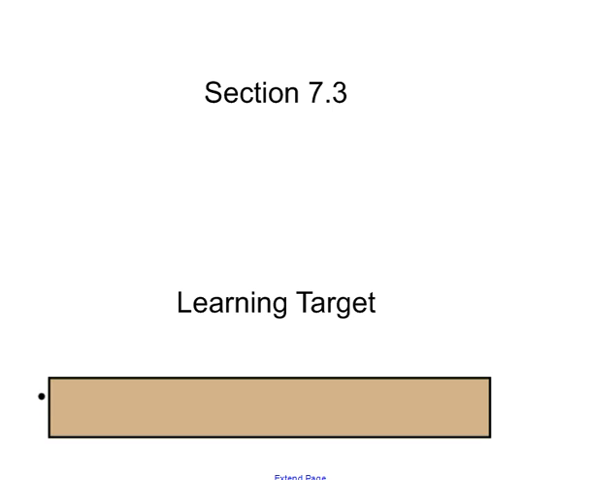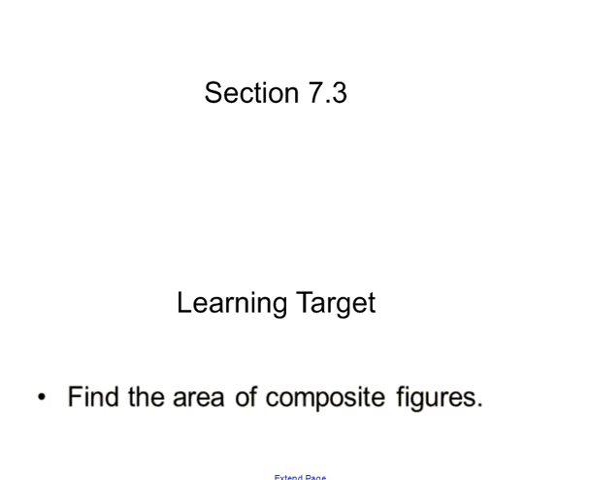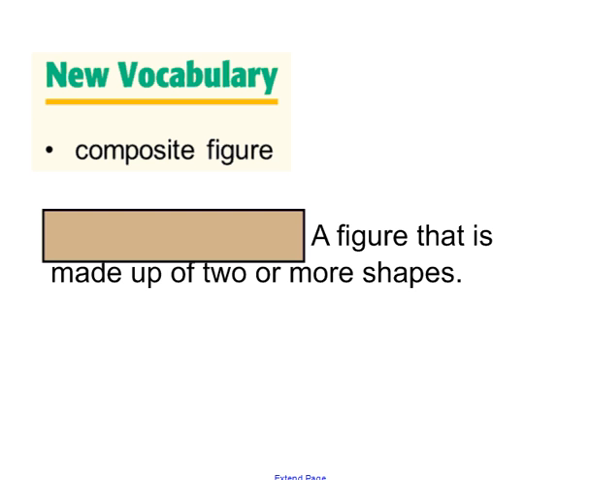All right, we're going to start our review video for section 7.3. That's chapter 7, section 3, and we'll start with our learning target for this area. Learning target is find the area of composite figures. So we're going to be taking some figures and looking at their shapes and building them into shapes we can work with, and then calculating their area.